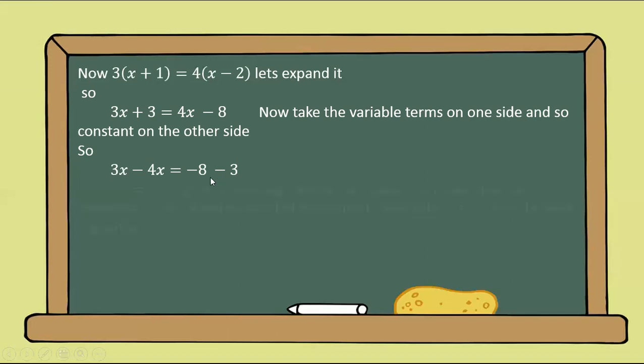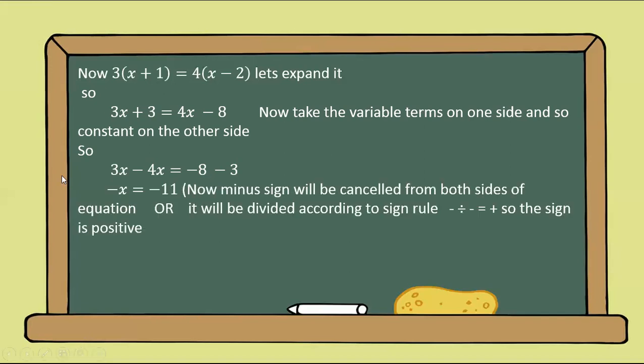So we will have minus x is equal to minus 11. Or we can write minus 1x is equal to minus 11. Now we know that both negative signs can be cancelled directly from both sides of the equation. Or if we want to remember the sign rules, we know that if minus is divided by minus, it becomes positive. So the sign is positive, and when we solve this equation, we will have x is equal to 11.